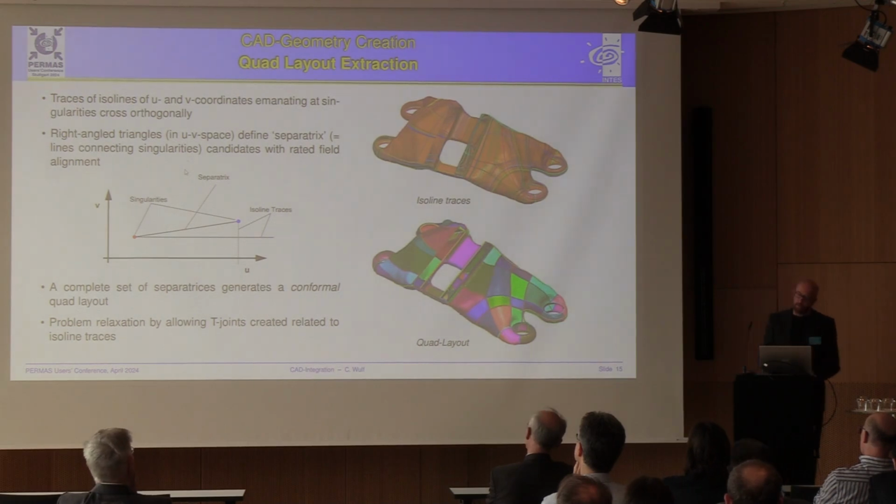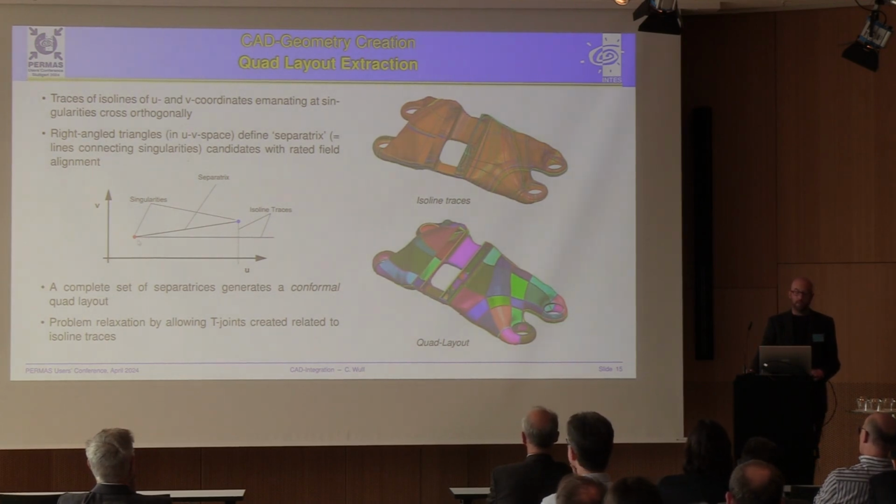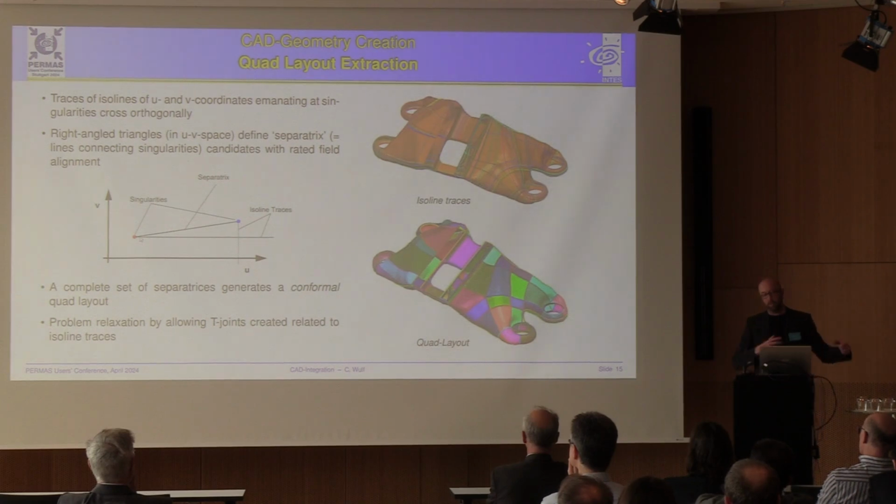Now the next step is a bit complicated to explain. Maybe you can imagine you have one isoline emanating from a singularity here and going to the right side, and one going down here. Then we try to find the hypotenuses of right-angled triangles, and if you find the right ones and find a complete set of these hypotenuses, then we get a conformal quad layout.